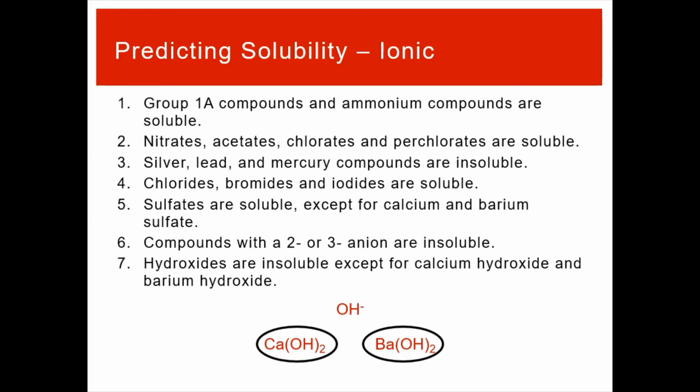Rule 7: hydroxides are insoluble except for calcium hydroxide and barium hydroxide. Again, another exception, so you do want to be careful. Calcium hydroxide and barium hydroxide are the exceptions that are soluble. It is very confusing because calcium and barium sulfate are exceptions that are insoluble. It's the same atoms, but they go in opposite directions. It is confusing, and it is a lot to keep track of.